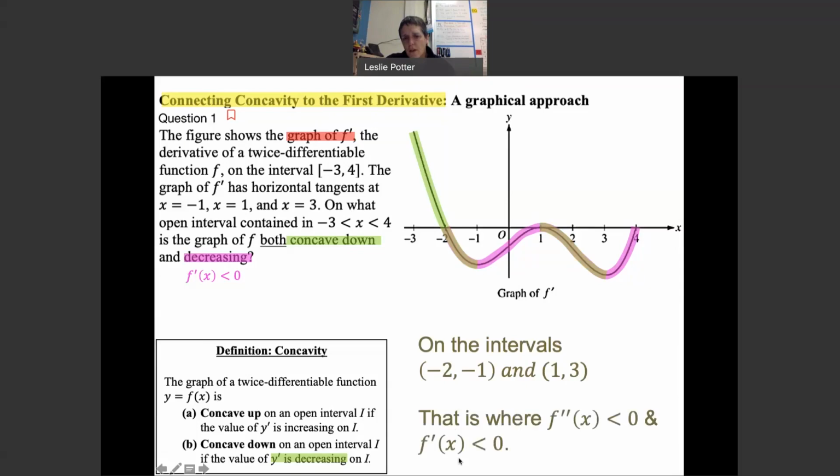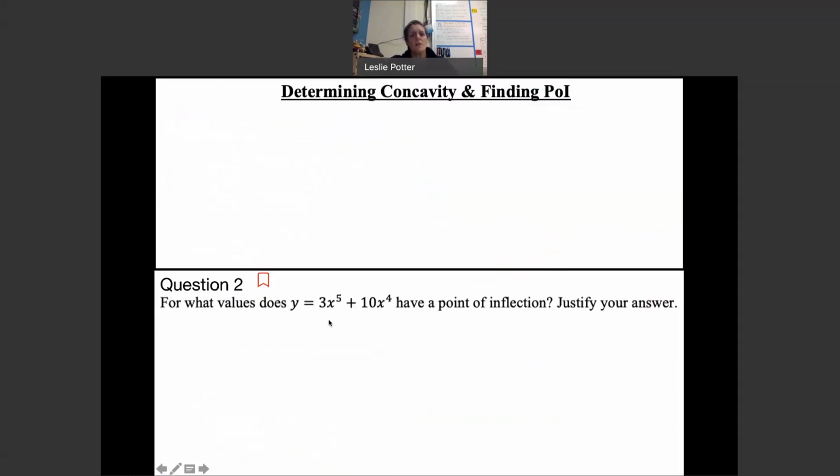And then the justification is where the second derivative is negative, less than 0, and the first derivative is negative. You could have also said this is where the first derivative is decreasing instead of this. So you could have substituted in this statement for right here as well. So let's take a look at another question.